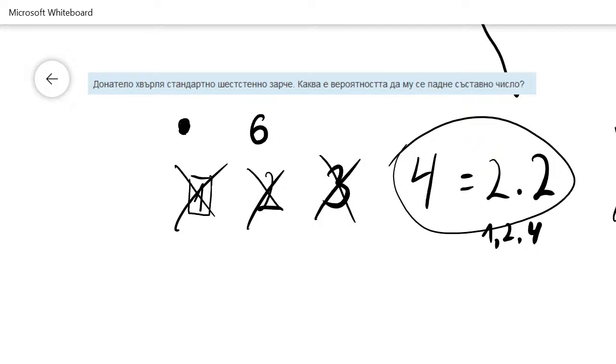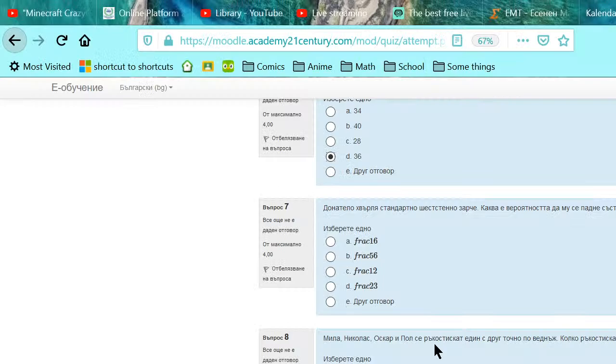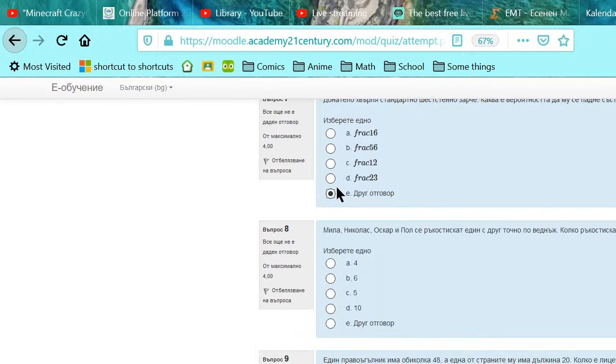So the only cases we want are when the outcome is 4 or 6. So we have 2 good cases and a total of 6 cases, and that's equal to 1 over 3, and we don't have anything like that. Why is that? Well, probably they just mixed it up here. So I'm just going to check the other answers because we don't see 1/3.